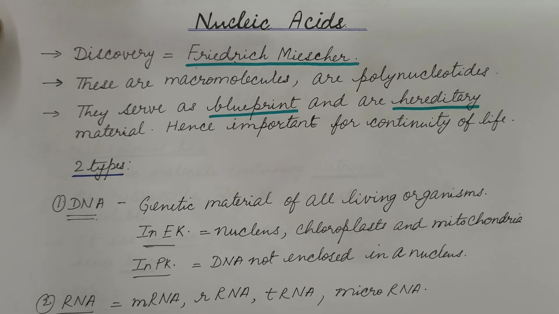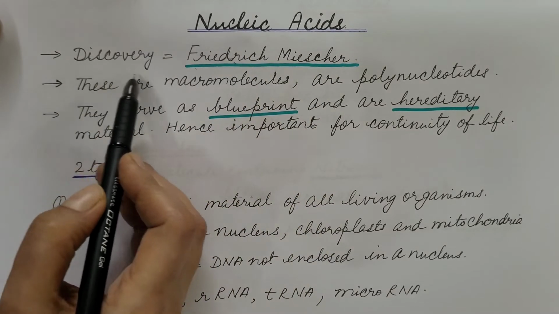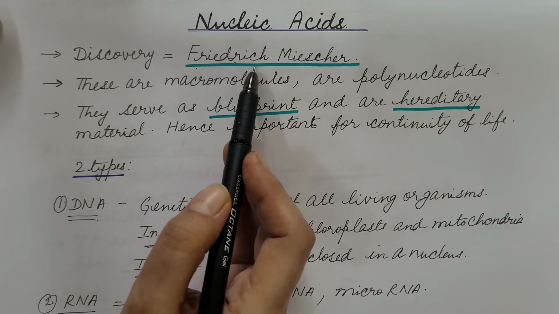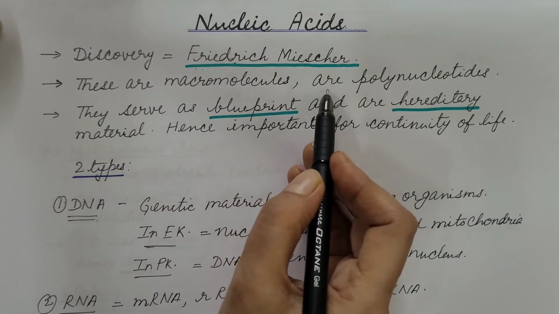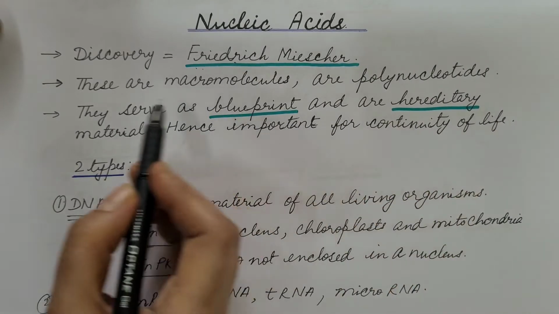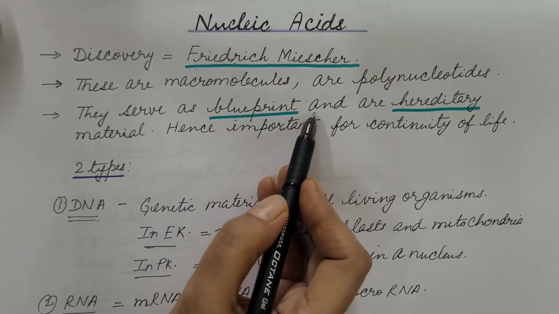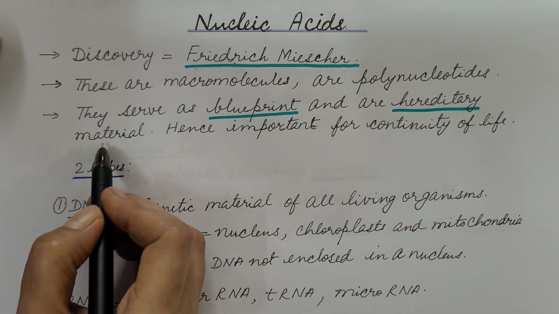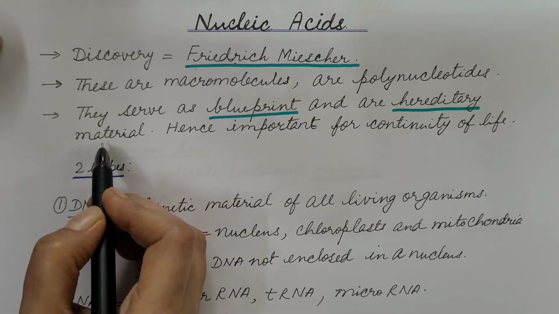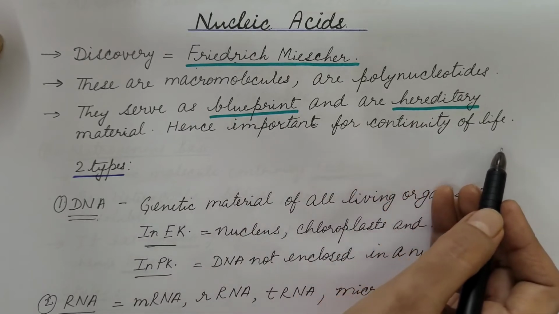Hello friends, today we are going to start a new topic, nucleic acid. First of all, discovery. It was first discovered by Friedrich Miescher. These are macromolecules. These are polynucleotides. They serve as a blueprint. These have all the information and are hereditary material. That is, these are passed from parents to the offspring. Hence, these are important for continuity of life.